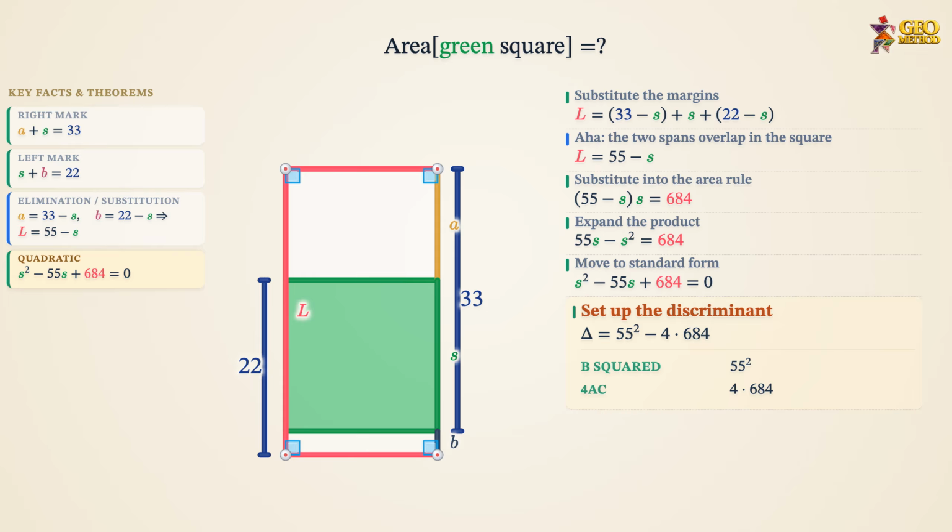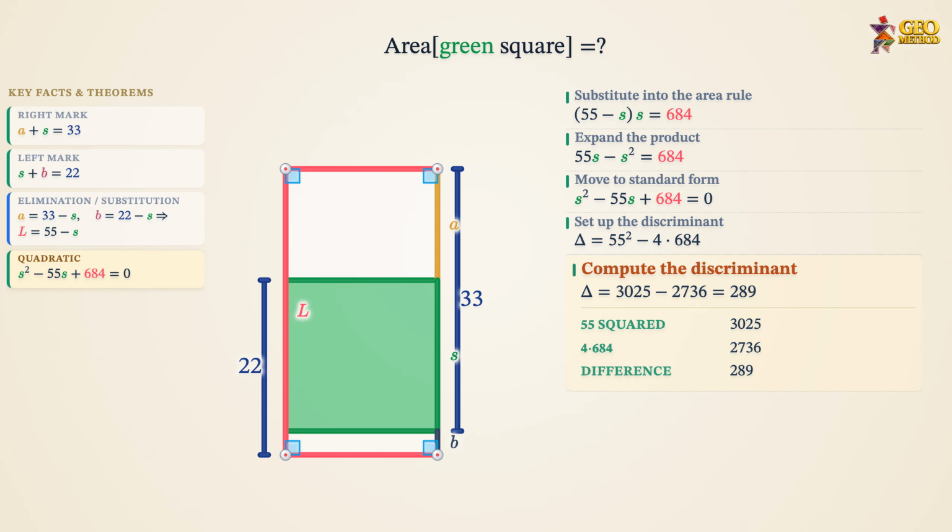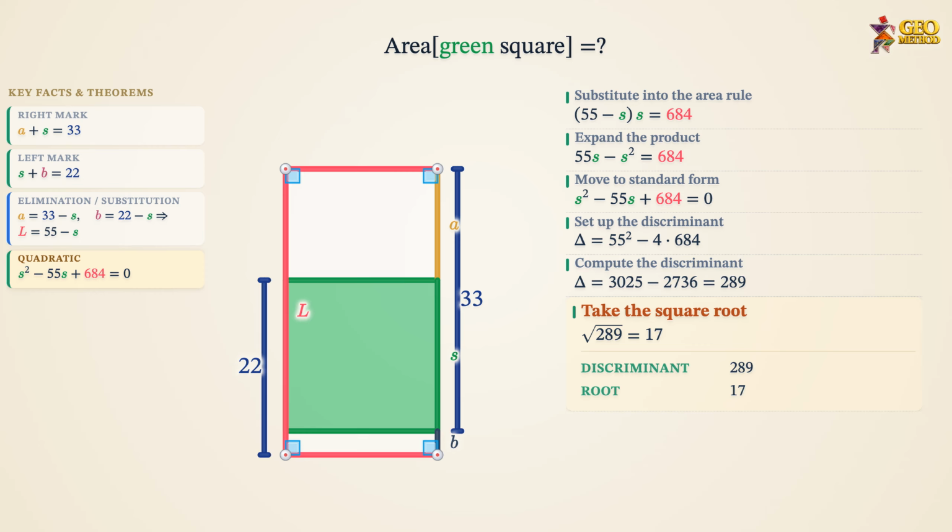Use the quadratic formula. Its discriminant is 55 squared minus 4 times 684, and its sign and square root decide the roots. 55 squared is 3025, and 4 times 684 is 2736. Subtracting gives a discriminant of 289. 289 is a perfect square, 17 times 17, so the square root is exactly 17, which promises whole number sides.